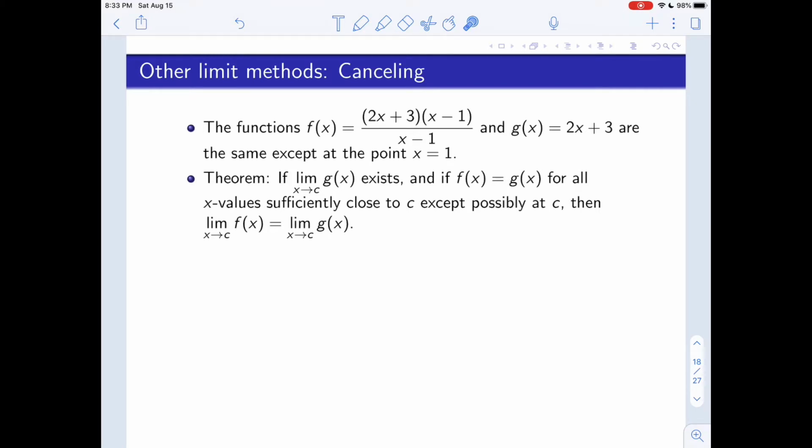Well, that also means that their limits will be exactly the same, because a limit doesn't care what's happening at the point x equals 1. It only cares about what's happening close. And close to x equals 1, these two functions are exactly the same. So that's important enough that we've made it into a theorem, and it says that if f of x and g of x are the same, except possibly at our limit point, then their limits will be the same. Just like what we had up here, where I have two functions that are the same everywhere except one point, then their limit at that one point should be the same.